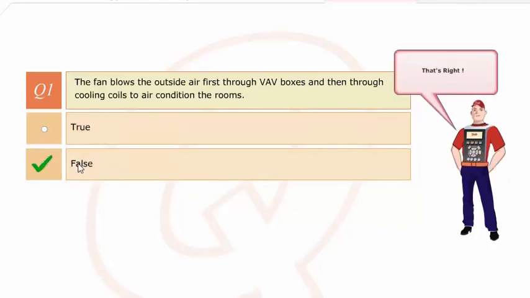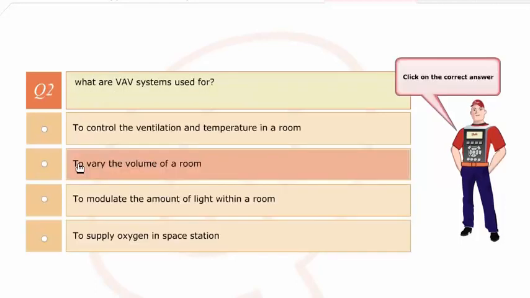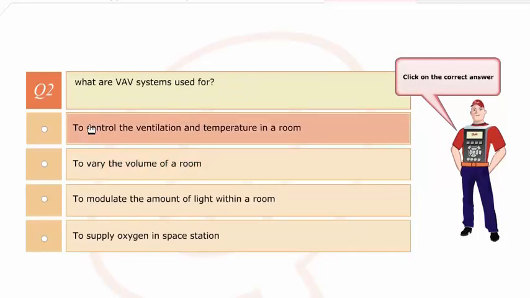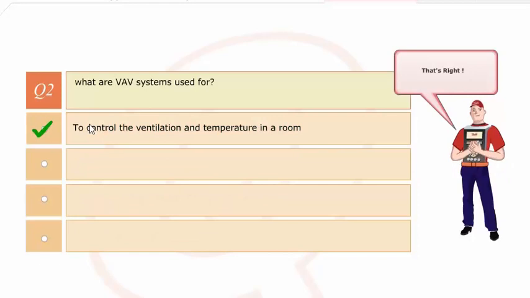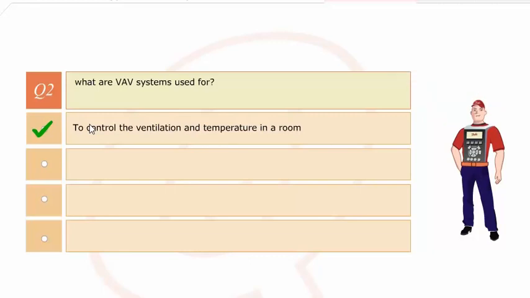That's right. Fans blow the air across cooling and heating coils into ductwork. The air passes into each zone from the ductwork through individual VAV boxes. That's right. VAV systems are used to control the ventilation and temperature in a room.